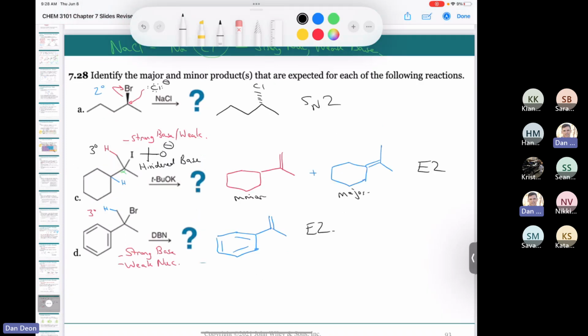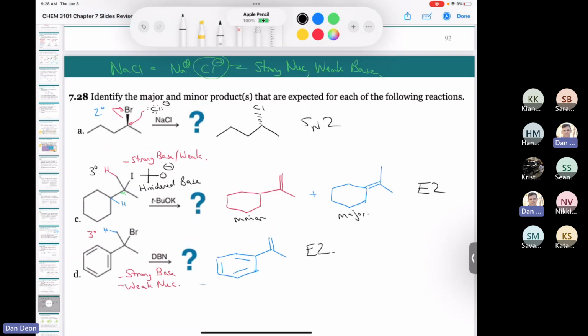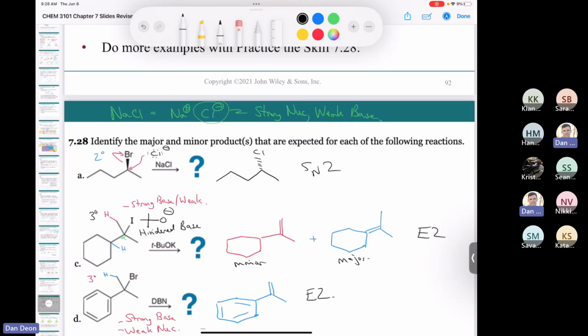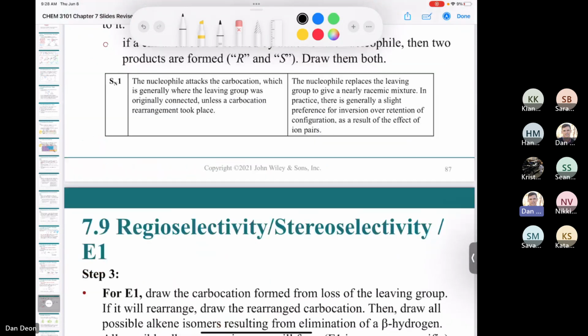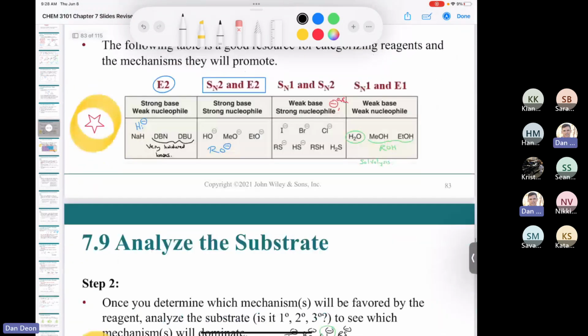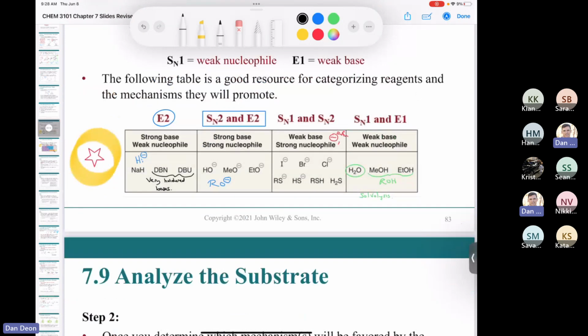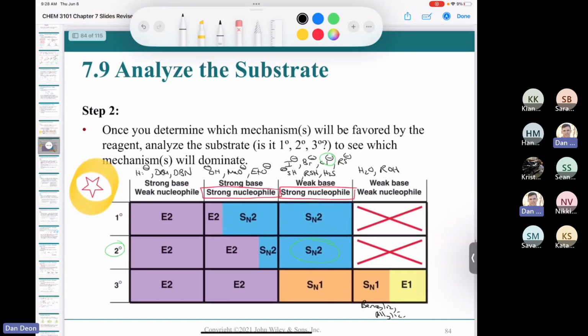That is it. So that finishes question 7.28. And so again, you really need to familiarize yourself with the two tables that I showed you, the table that identifies the strength of base and nucleophile, and then also this table here that helps you make a decision as to what kind of mechanism is going to predominate.